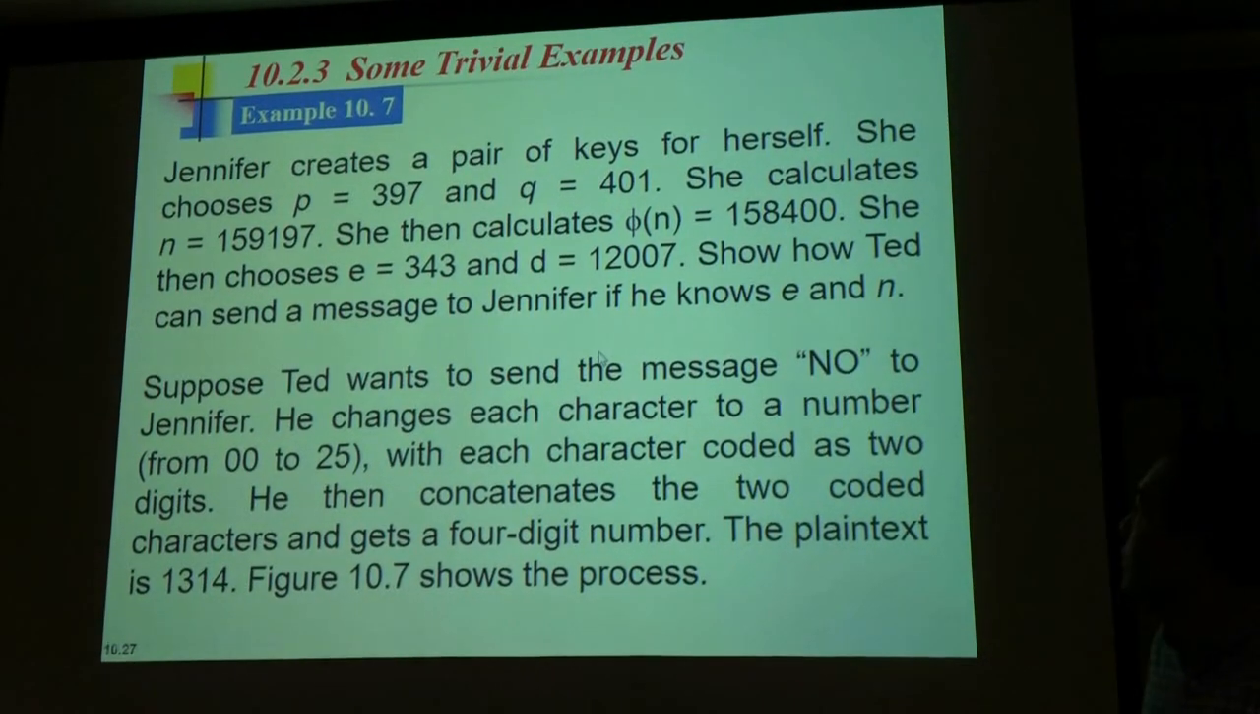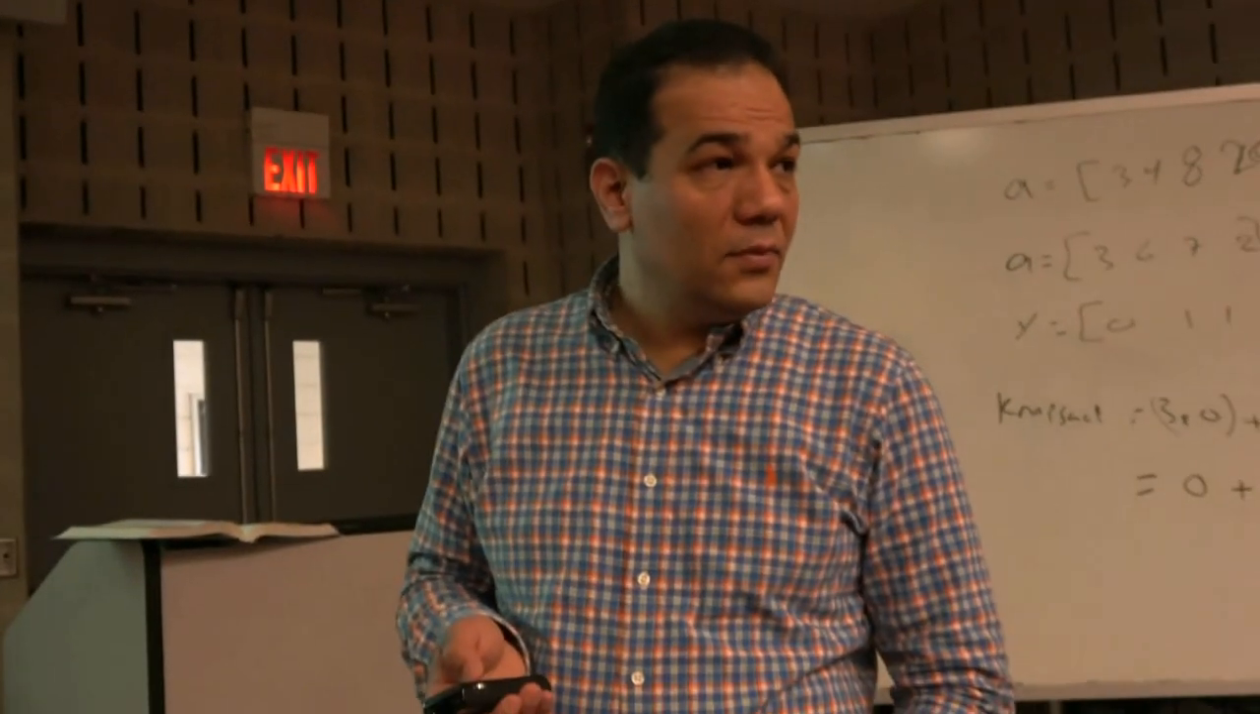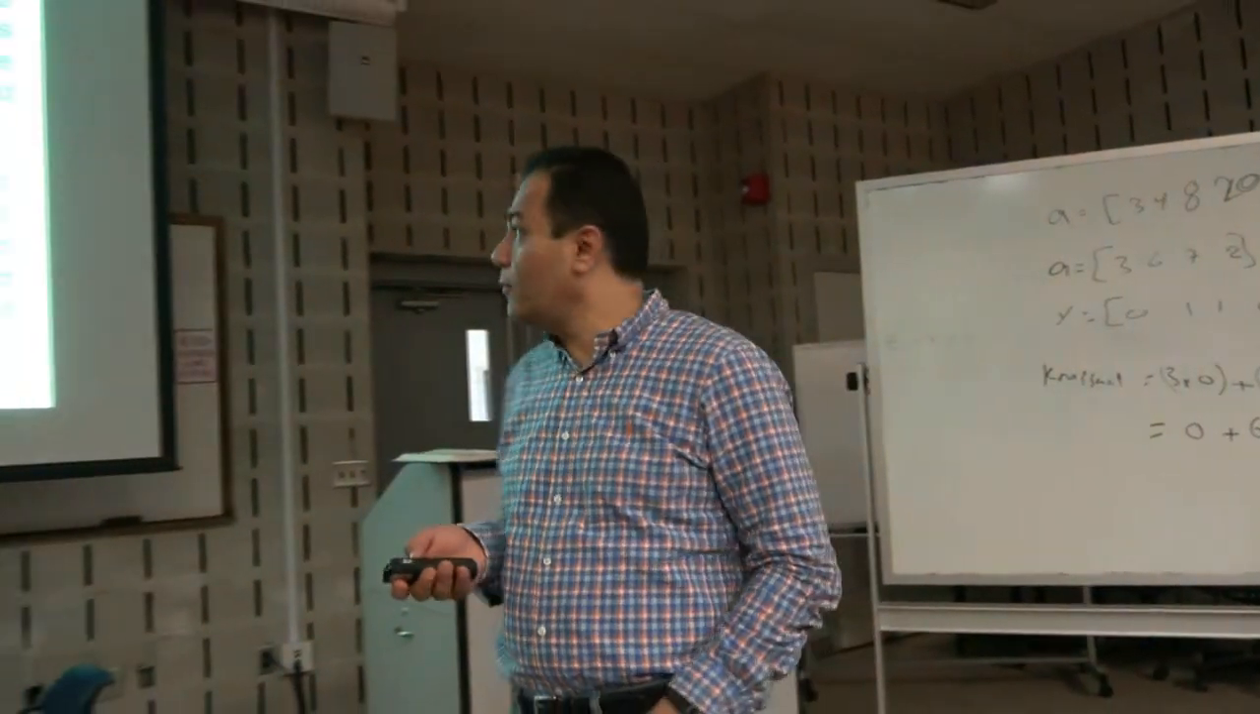All right. So let's take a trivial example. Jennifer creates a pair of keys for herself. She chooses P and Q, both primes. She calculates N, multiplying these two to give that big number. She then calculates phi N. She then chooses E, 343, and D. So E and D. Show how Ted can send a message to Jennifer if he knows E and N. What's E? The public key. And N is the other part of the public key.